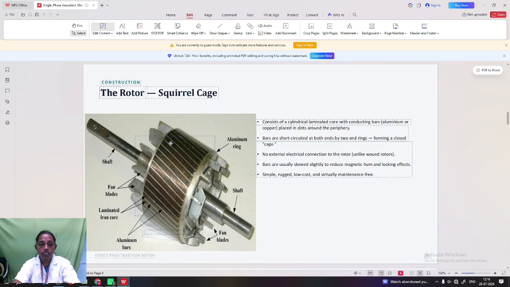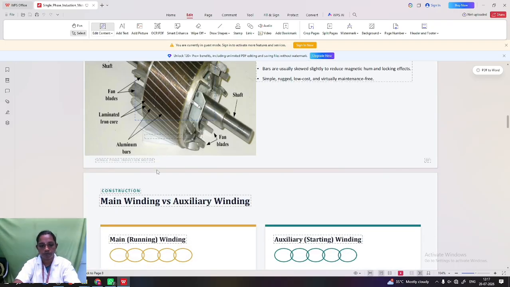Here the bars are skewed. This is a skewed format, slanting format. The skewed bars are used to reduce the magnetic hum and locking efforts. This type of rotor construction is simple, rugged, low cost and virtually maintenance free. For these advantages only, we have preferred squirrel cage rotor. The entire structure looks like a cage, so it got the name squirrel cage rotor.